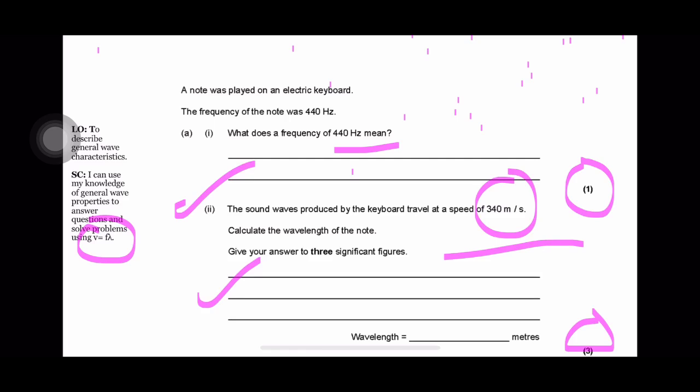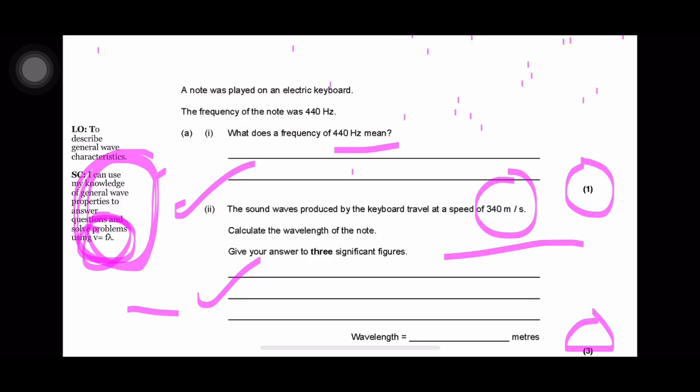I don't know how, but what did we learn today? We used our knowledge of general wave properties to answer questions and solve problems using v is equal to f lambda. I think there are a few more questions following this slide, but I don't know how to close it, so this is the last page that I will be discussing. If there's another page following this, please solve it in your notebook. I'm sure it's only v is equal to f lambda.